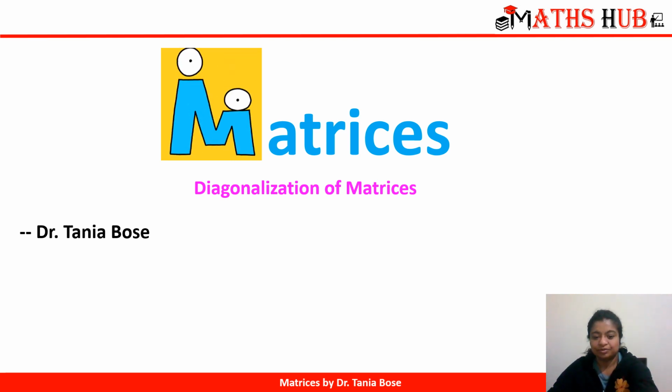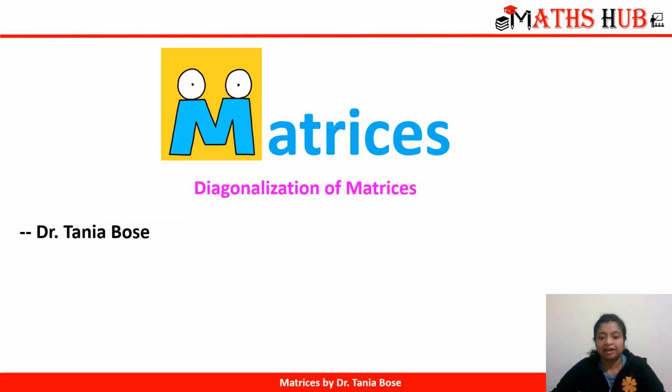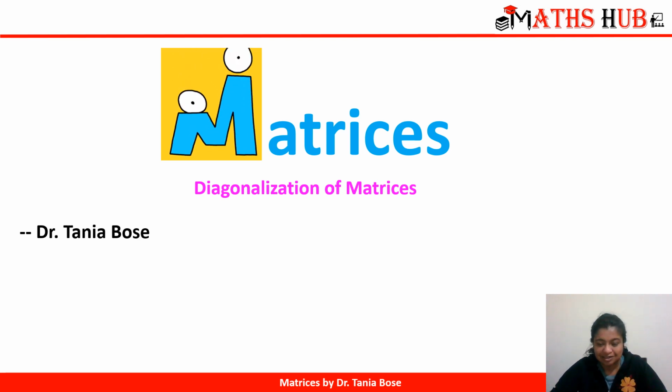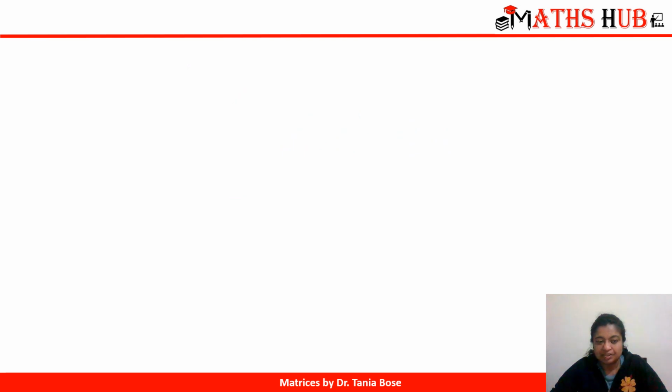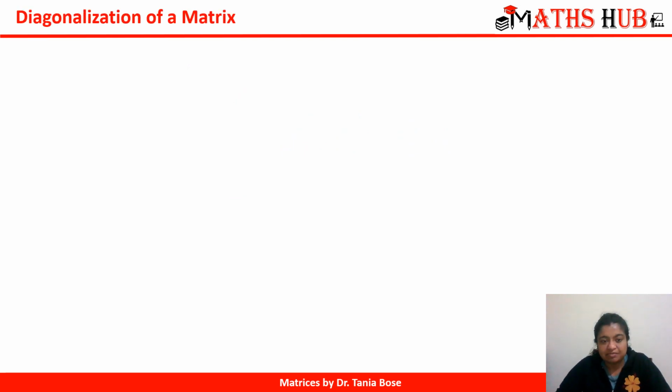So in this video, I will be telling you about the diagonalization of matrices. Now what do you understand by diagonalization of matrices? You must have an idea of what a diagonal matrix is. A diagonal matrix is a matrix in which we have entries only on the diagonal and all the non-diagonal elements are zero.